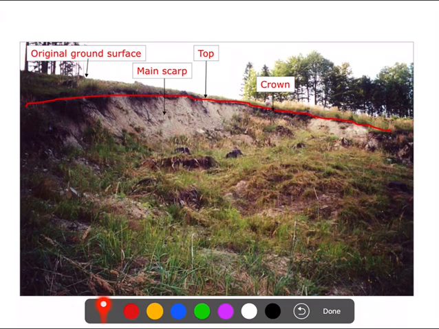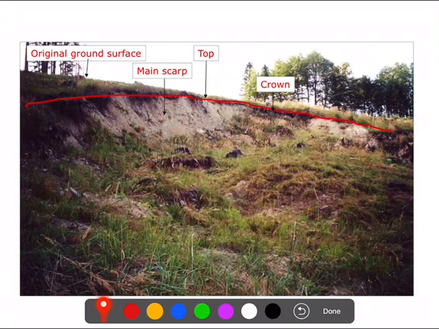Here you can see the crown. The crown is this top surface, which is still undisturbed. Then you will see the main scarp. It is the steep surface on the undisturbed ground. So what is the undisturbed ground? Undisturbed ground is your crown. The steep surface on the undisturbed ground is called the main scarp, and this is caused by the movement of displaced material away from the undisturbed ground. So this soil mass is displaced, and because of this displacement away from the original mass, the undisturbed soil, you are forming a main scarp.